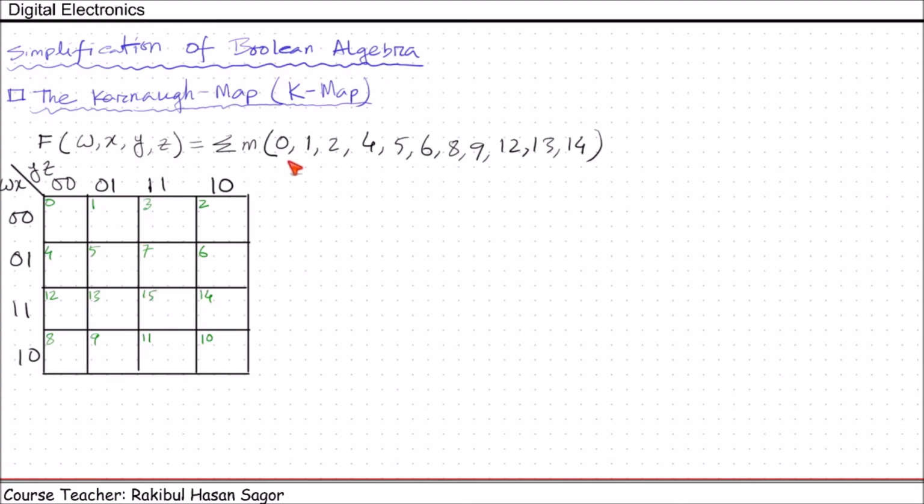Now let's start putting ones for which the sum of minterms is true. In the 0th location we have 1. In location 1 we have 1. In location 2, 1. 4, here we have 1. 5, here we have 1. 6, 1. 8, here 1. 9, 12, 13, 14. The mapping of the ones is over.